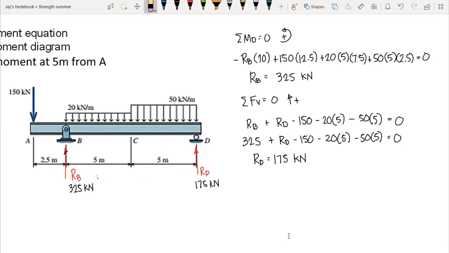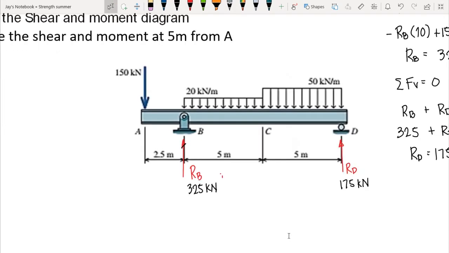Now, we can proceed to the shear and moment equation. But first, we need to decide where we are going to have our cut section. In this case, our segment A to B is continuous in the sense that our concentrated load is acting at point A. Therefore, within A to B, we do not have a load. So therefore, our moment equation and the shear equation at this point are the same.